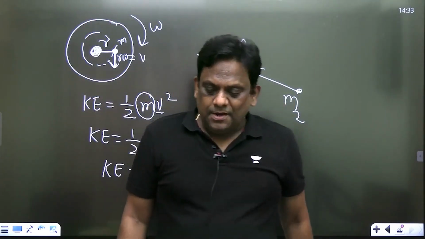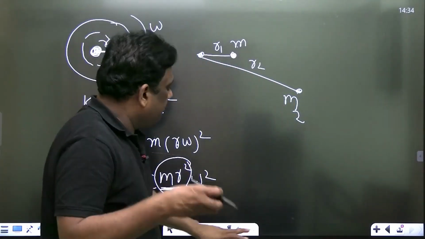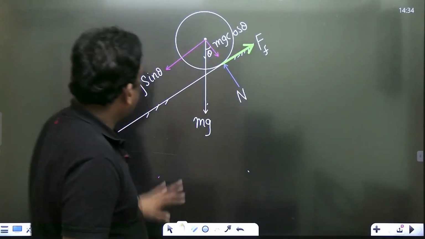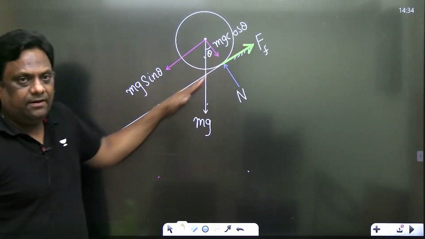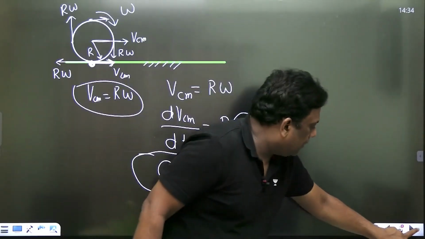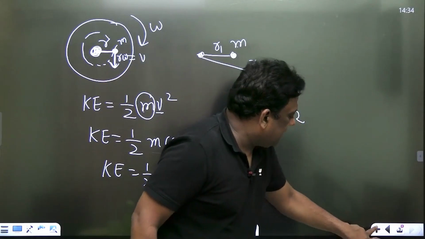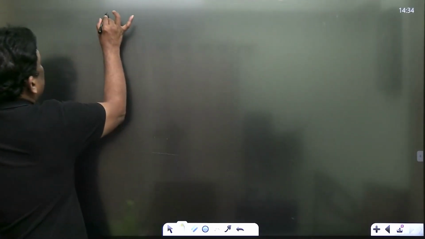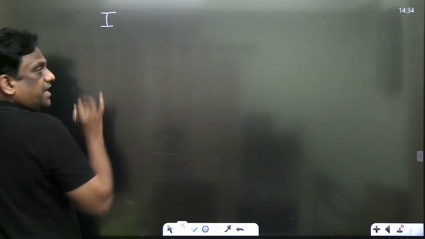Very good, sirs. Now let us see some beauty. Let us take an inclined plane which is inclined at an angle theta. But before that, I want to tell you one more thing. In my regular classes, I have derived the mass moment of inertia of different shapes.